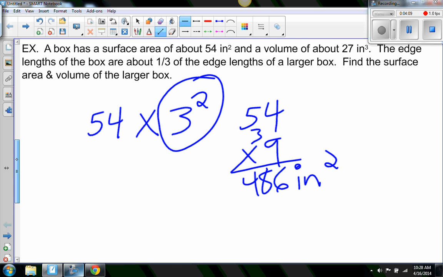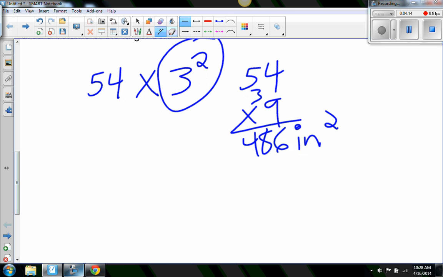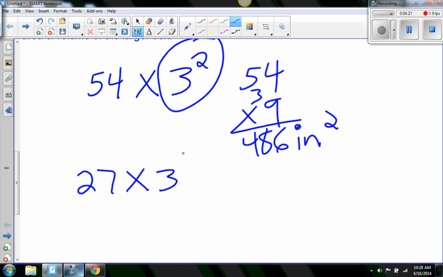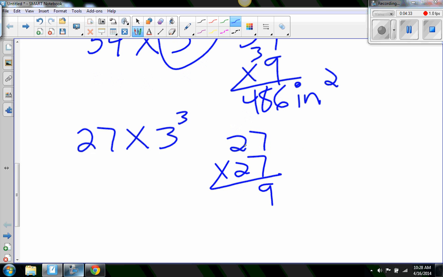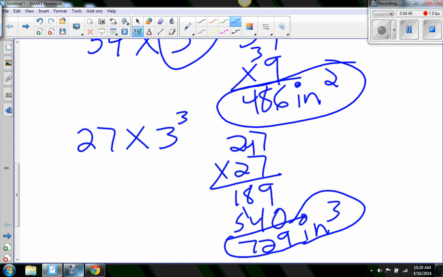So then we also need to do volume, and volume is 27 for the smaller box. So we're going to take 27. Again, our scale factor is going to be 3, but in the case of volume, volume is 3-dimensional, so you're going to cube the 3. So 3 times 3 times 3 is 27. So you will take 27 times 27. So 729 cubic inches for the volume and 486 square inches for the surface area.